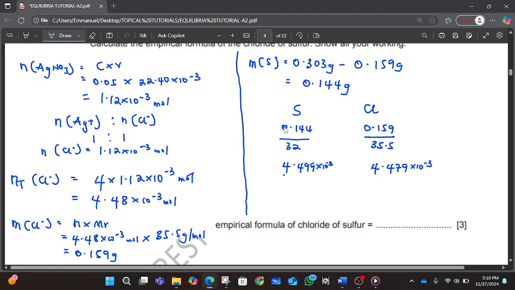So you divide with the least amount, which is 4.479 times 10 power minus 3. And this one too by 4.479 times 10 power minus 3. And this gives us 1. This also gives us approximately 1. So it means the empirical formula will be SCl.